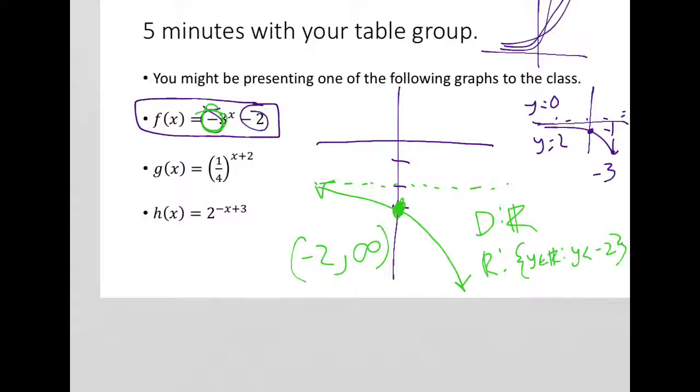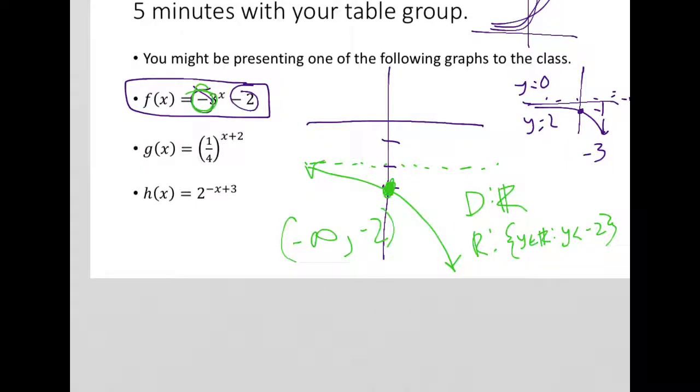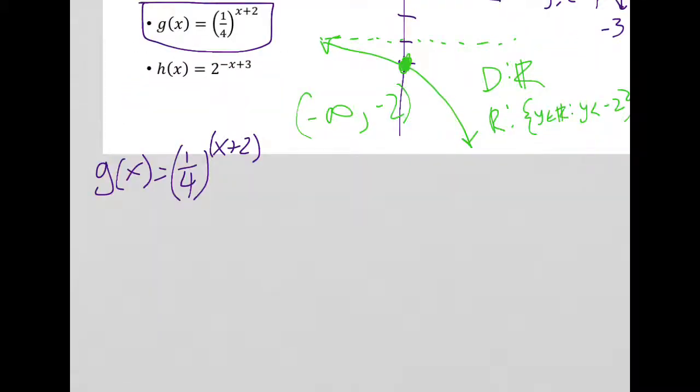And that's totally not what my brain meant to tell you. My brain meant to tell you negative infinity to negative 2, because you want to put the lower value on the left and the higher value on the right. So there you have it. That is f of x. Let's do g of x now. All right, g of x is going to be a fun journey.